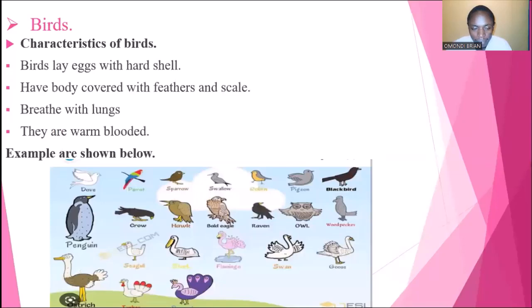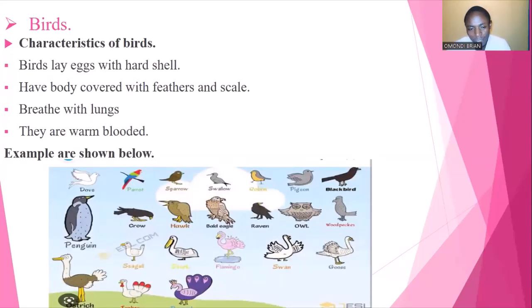Next is birds. Birds are flying animals. They have feathers, and a body covered with scales and feathers. They fly, they lay eggs, and we have various types of birds, be it domesticated or those that live in the wild. They are also warm-blooded, meaning their body temperature is constant. It does not change even if the environment changes.